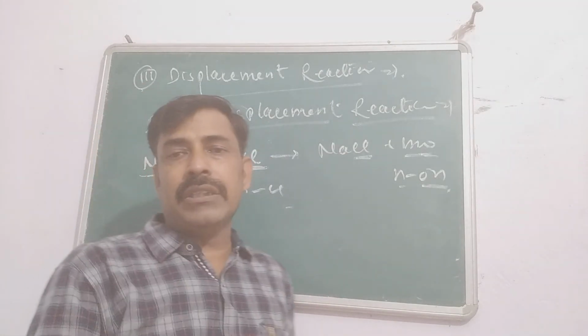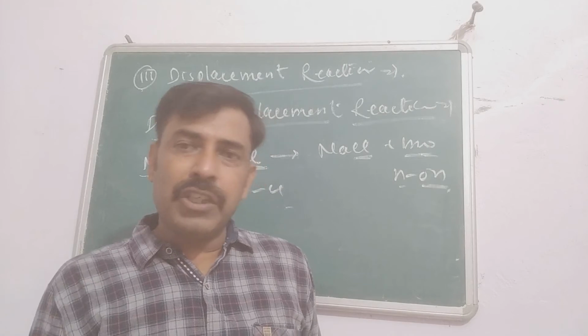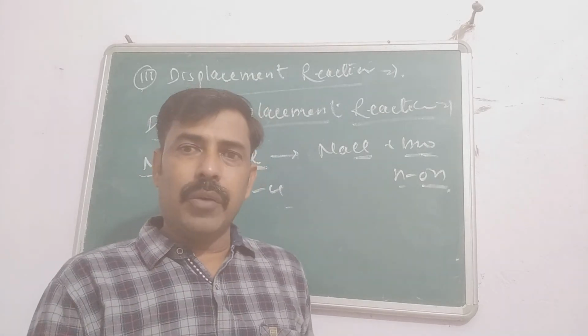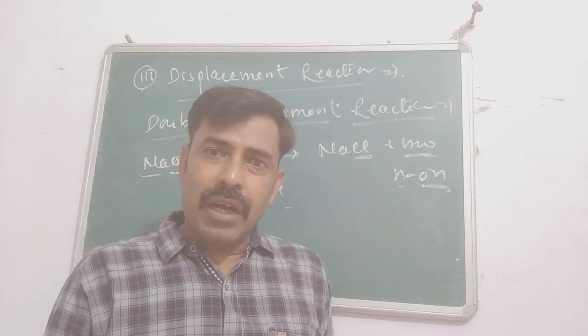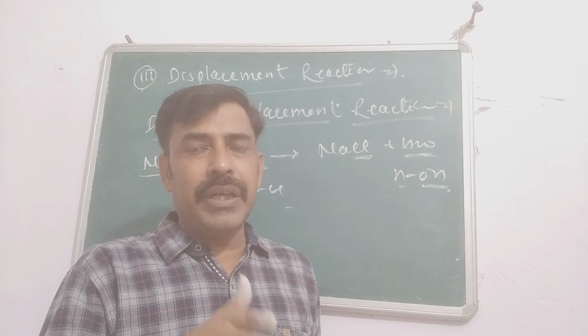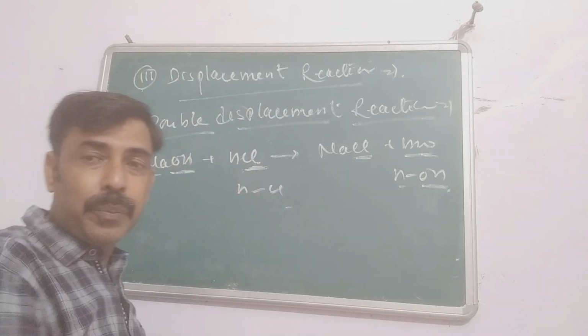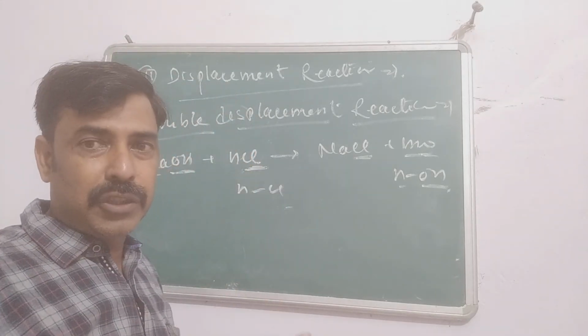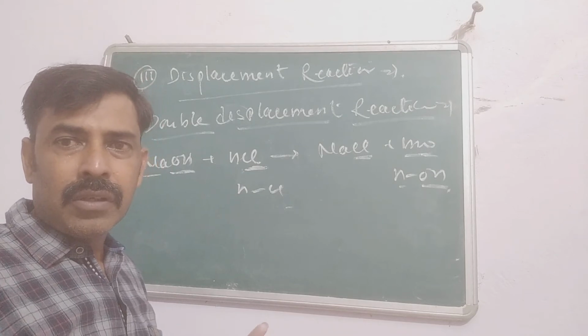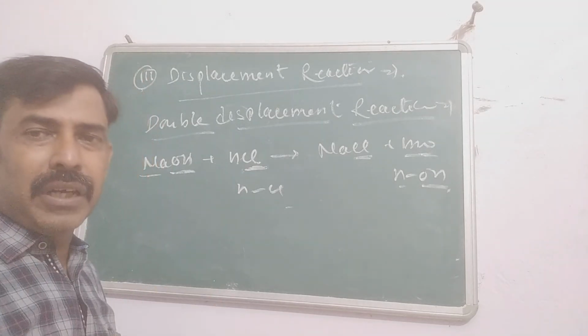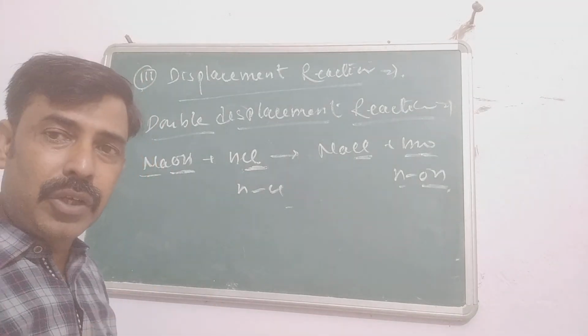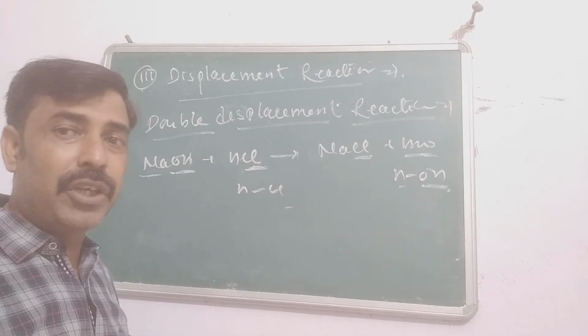So in this case, you can see that one of the species is displaced by another one, and that is called the displacement reaction. Here the displacements are at two different positions, that is called the double displacement reaction. For example, any acid base reaction, any neutralization reaction will be a double displacement reaction.